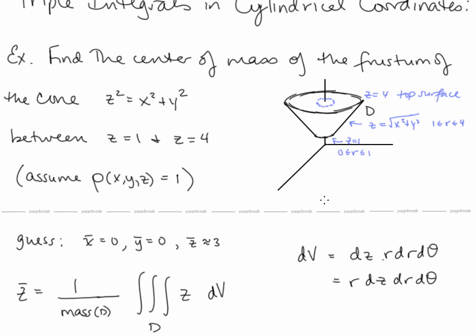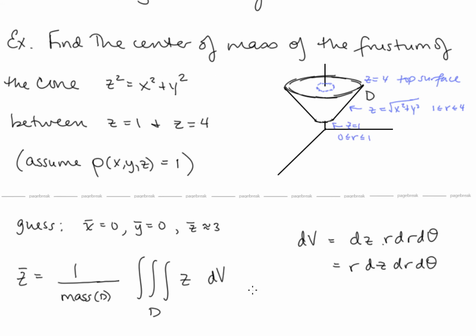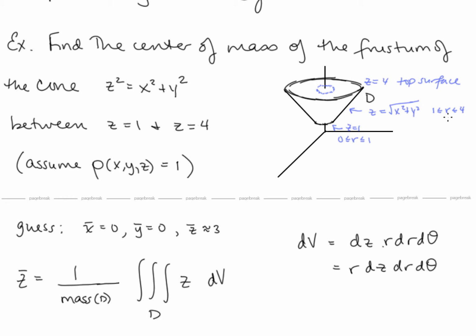So we realize that we have to break this up into two integrals. And because we want to break this up with bounds on r, we can see that it's going to be easiest for us to describe this domain in cylindrical coordinates. So this z equals radical x squared plus y squared becomes z equals radical r squared, or just r. So for r between 1 and 4, z goes from r, the bottom surface, to z equals 4. And for r values between 0 and 1, z goes from 1, the bottom surface, to z equals 4, the top surface.